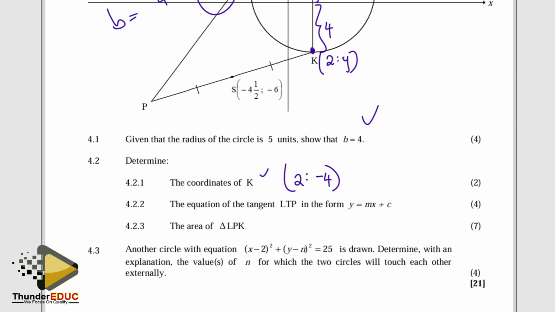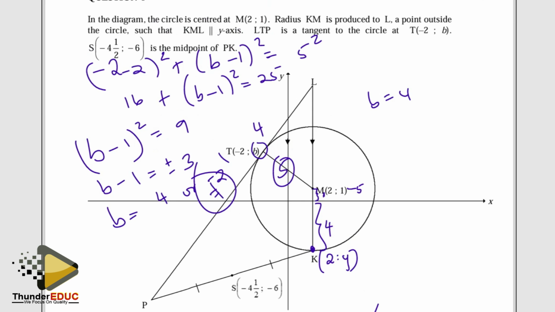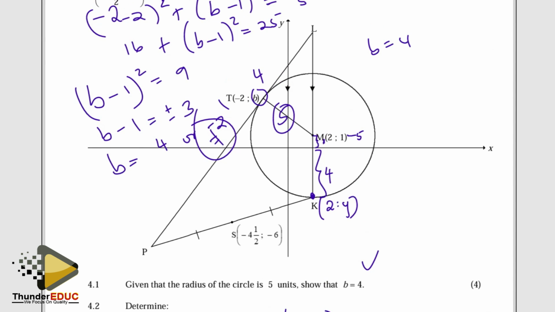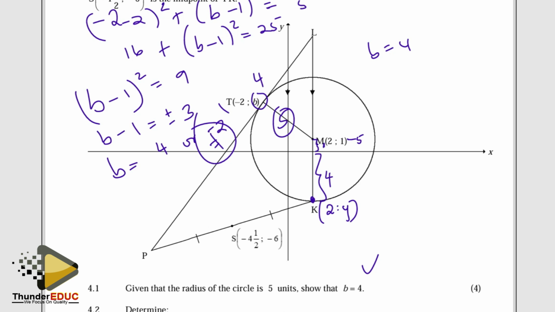Makes sense. Then the equation of the tangent, LTP. So for us to get the equation of this tangent, remember from our Euclidean, the tangent and the radius must be perpendicular. Tan perpendicular to the radius, or tangent perpendicular to the diameter. So we need to get the gradient of Tm, and consequently we shall obtain the gradient of LTP. So I'll start by getting the gradient of Tm.